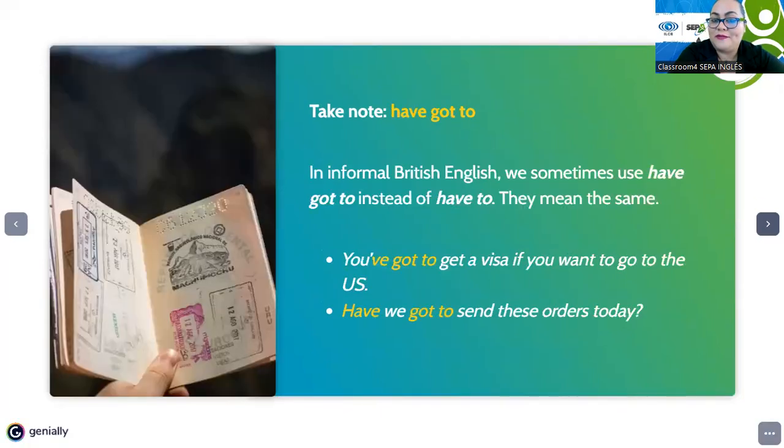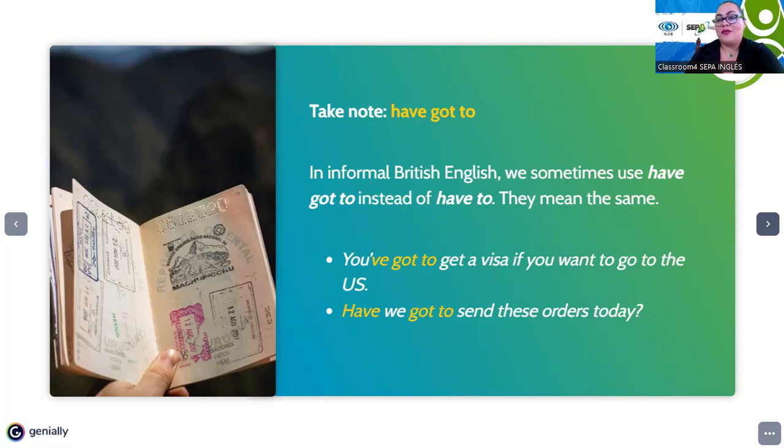Have got to. In informal British English, we sometimes use have got to instead of have to. They mean the same. You've got to get a visa if you want to go to the US. Have we got to send these orders today? Again, in informal British English, we sometimes use have got to instead of have to. They mean the same.